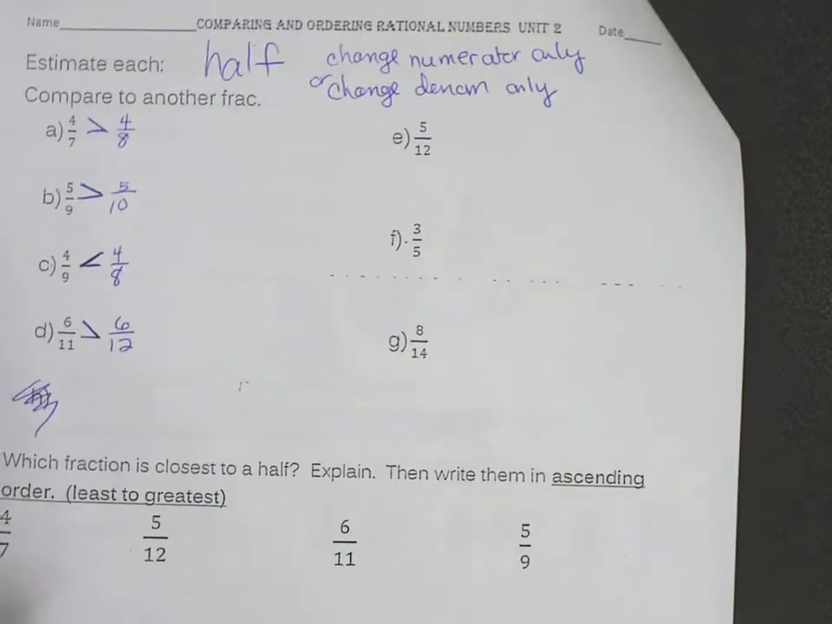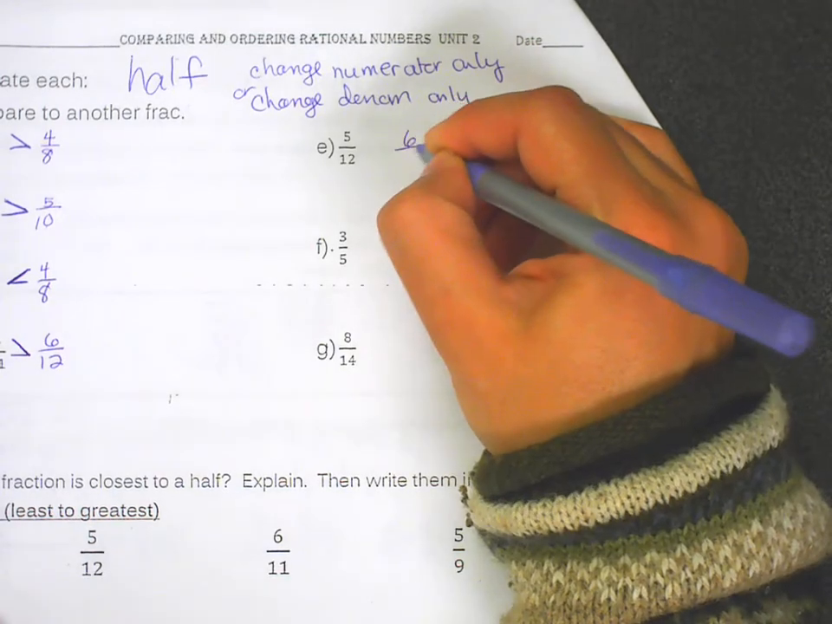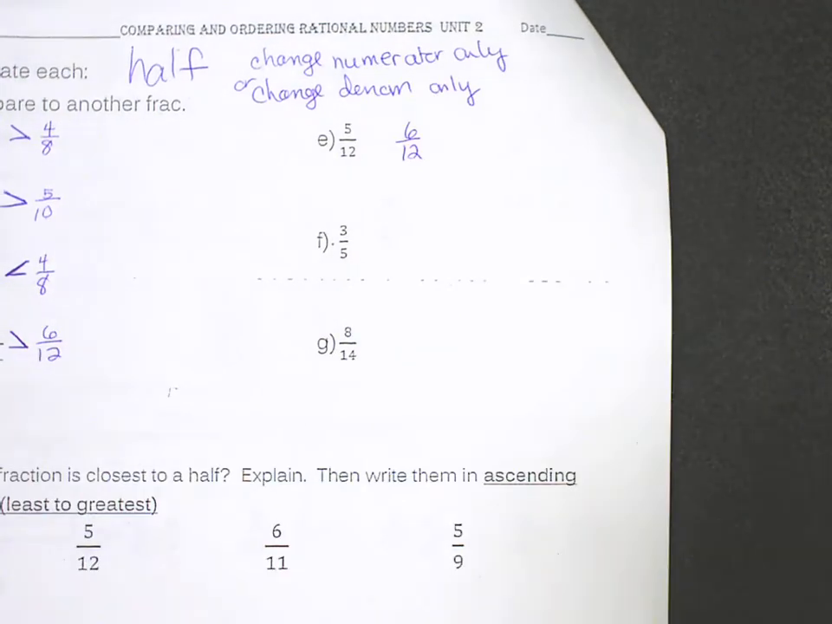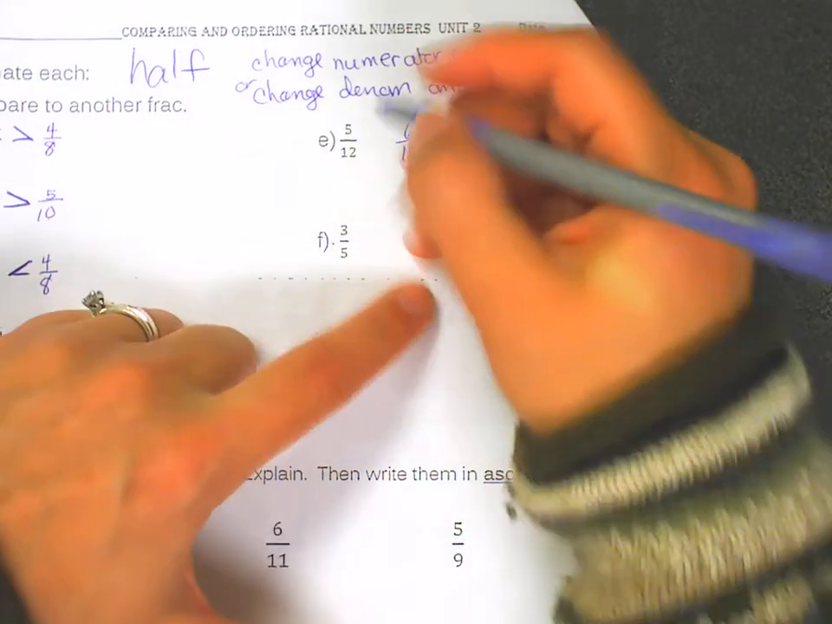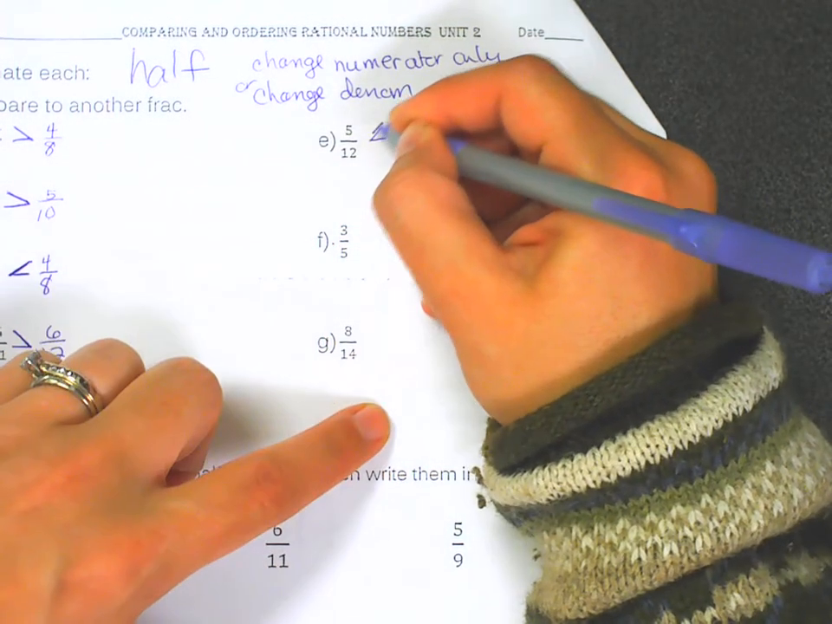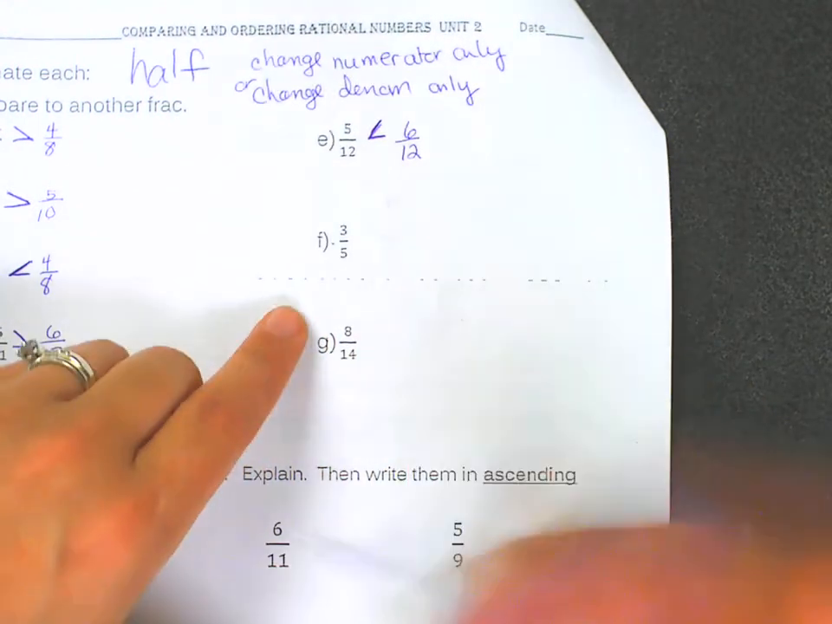5/12. That would be close to a half. That looks like 6/12. They have the same amount of people at the party. So if I get 5 slices of pizza, it's less than getting 6 slices of pizza because all my pizza is the same size. Capiche?